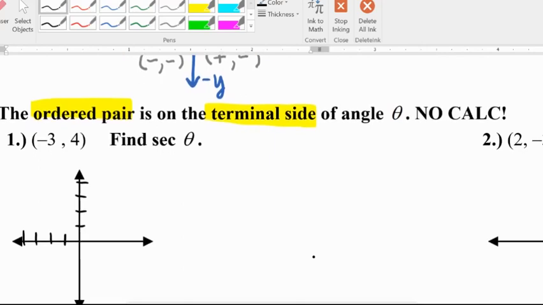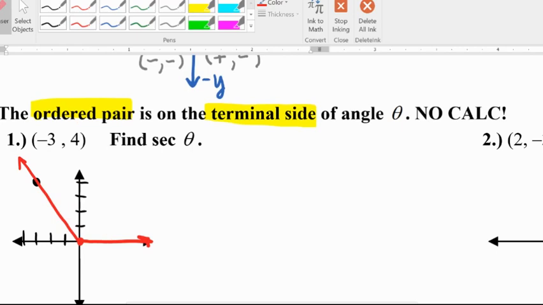Go ahead and read the directions for number 1 and plot the ordered pair -3, 4. Okay, so the only thing they told us is that the ordered pair is on the terminal side of an angle. We don't know if the angle is positive or negative. We don't know if the angle went down and around and is negative, or if it went up and around and is positive.